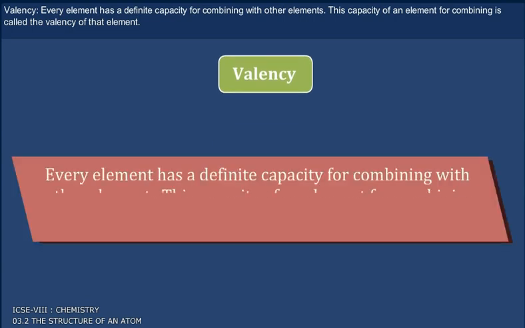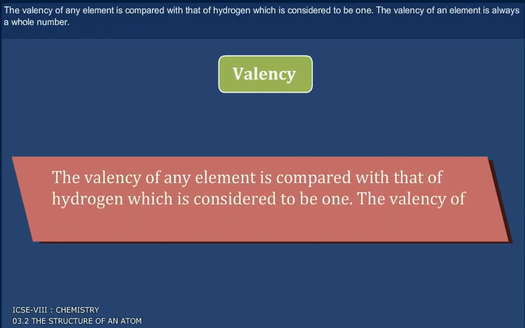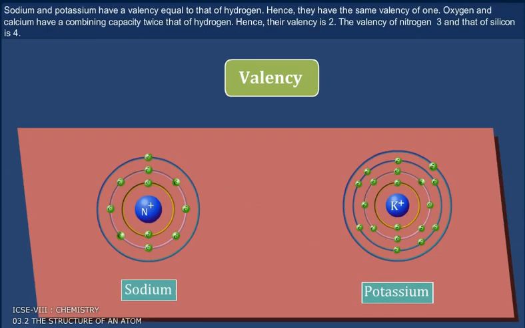Valency. Every element has a definite capacity for combining with other elements. This capacity of an element for combining is called the valency of that element. The valency of any element is compared with that of hydrogen, which is considered to be 1. The valency of an element is always a whole number. Sodium and potassium have a combining capacity equal to that of hydrogen. Hence, they have the same valency of 1.